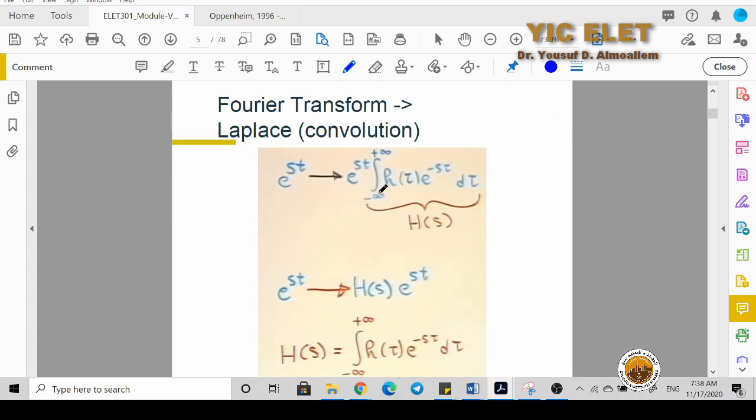Doing so, we could get this as an h of s, and this will be just a multiplication factor, and this is what we call capital H of s. Then we define the H of s as the impulse response times e raised to power minus s t, if we bring this back into the integration.